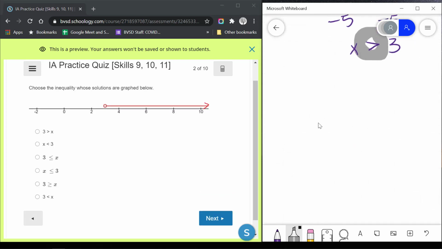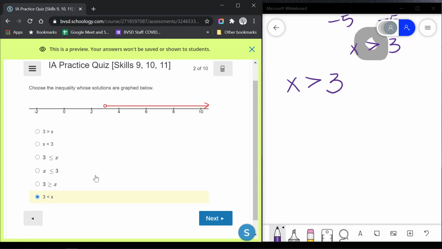Okay, so looking at this graph, I can see that this is the graph of x is greater than 3. So I'm looking for the answer that's the same as that. And you'll notice that all of these with the less than or equal to or greater than or equal to sign, those would have a filled in circle, so I know those are all wrong. Here, both the first and the second have the inequality opening towards the 3, meaning that 3 is bigger than x, but this is showing that x is anything bigger than 3. And the only one that shows that is this one down here. That is the same thing as x is greater than 3.